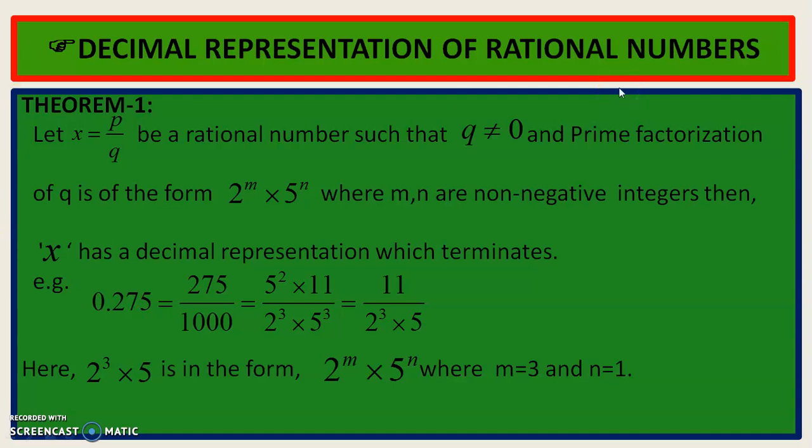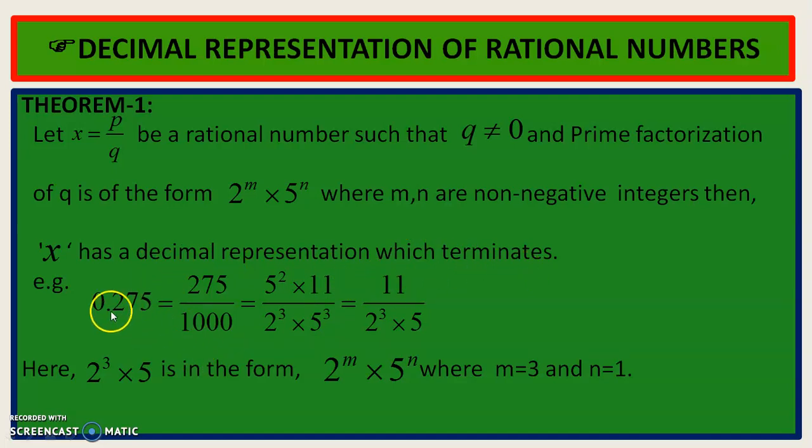Decimal representation of rational numbers. This is theorem 1. Let x equal to p divided by q be a rational number such that q not equal to 0 and prime factorization of q is of the form 2 to the power of m into 5 to the power of n, where m and n are non-negative integers. Then x has a decimal representation which terminates.